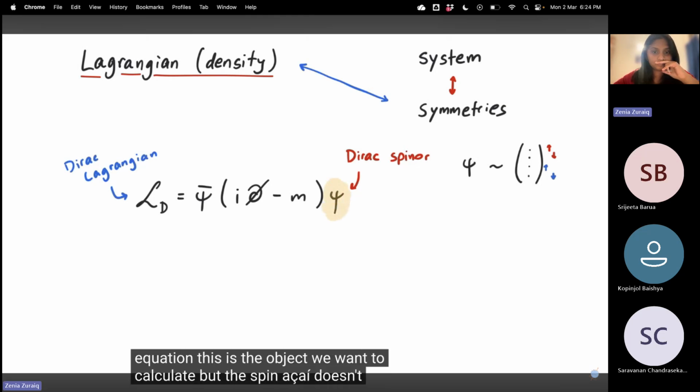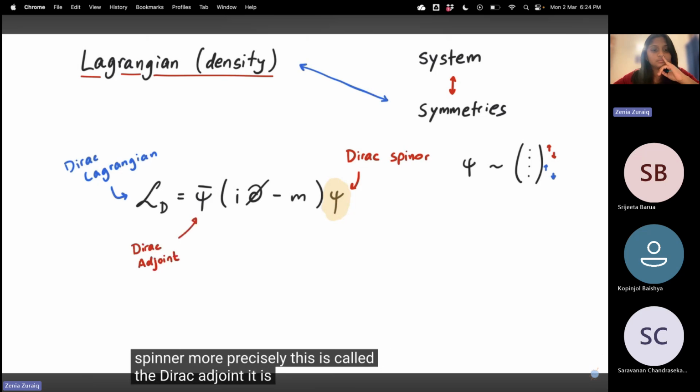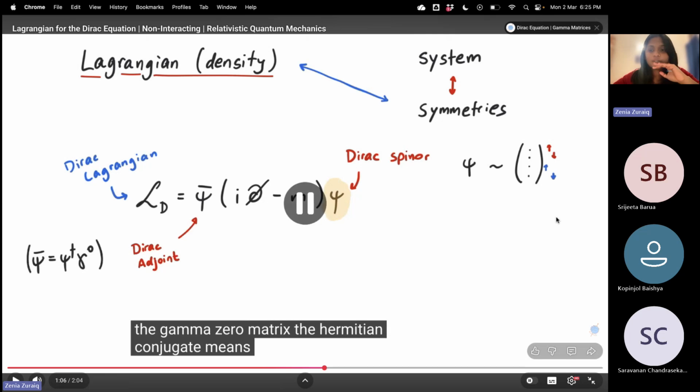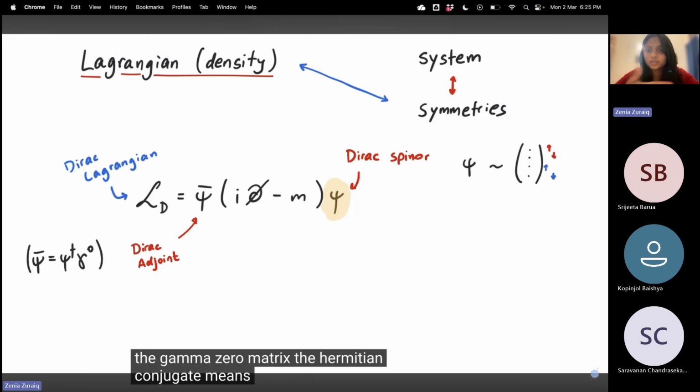But the spinor psi doesn't come alone. On the left, we have another term that looks quite similar. This is actually the complex conjugate of the spinor. More precisely, this is called the Dirac adjoint. It is composed of the Hermitian conjugate of the spinor and a gamma zero matrix. The gamma matrices are the set of matrices that come in the Dirac equation. You can calculate them based on what I showed you before.